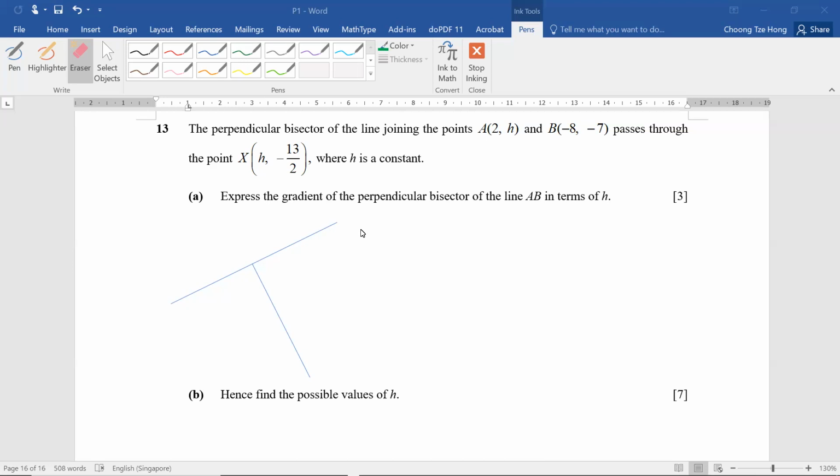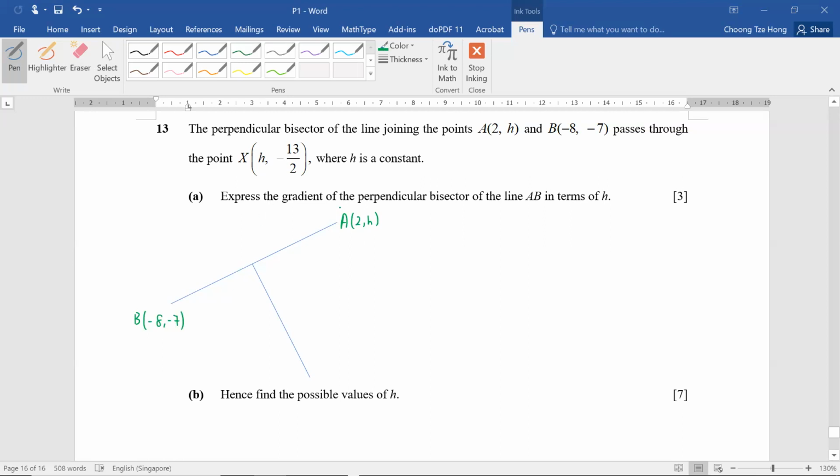Okay, so like all circle questions and coordinate geometry questions, just a simple diagram will help you to visualize the question better. It doesn't have to be a super accurate diagram, as long as it's roughly there and able to represent the information well. So let's say this is point A over here, coordinate (2, h), and then this is point B. The coordinate is (-8, -7).